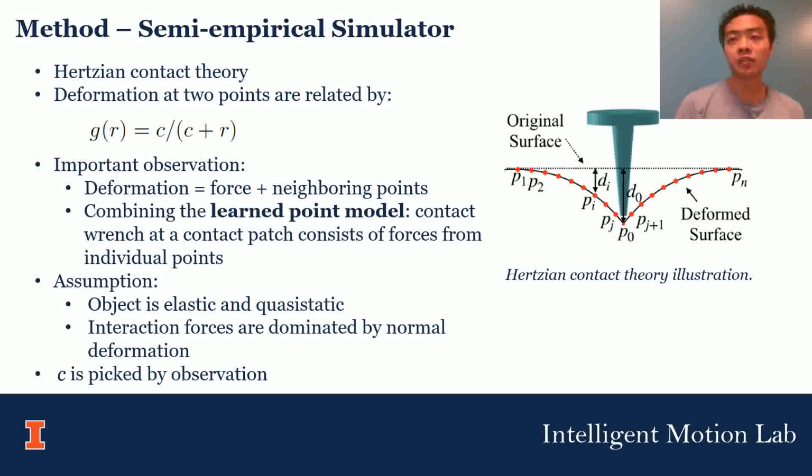Throughout the project, we assume that the object is elastic, quasi-static, and that the interaction forces are dominated by normal deformation rather than friction and shear deformation. The constant c is picked by observation. However, for future work, we could determine this constant using a camera tracking the shape of deformation during poking.